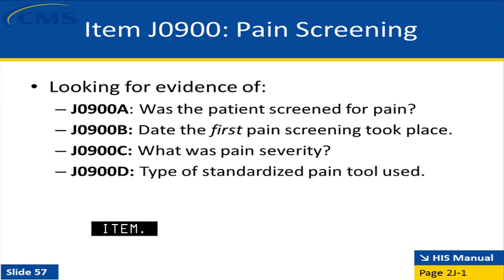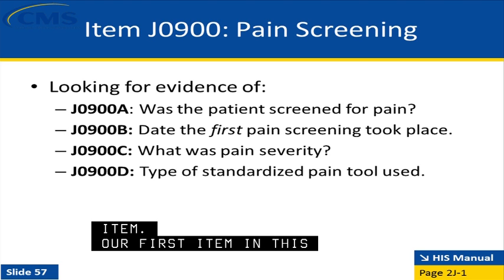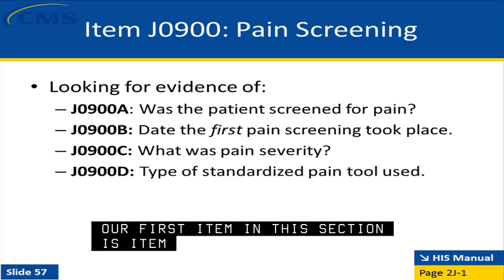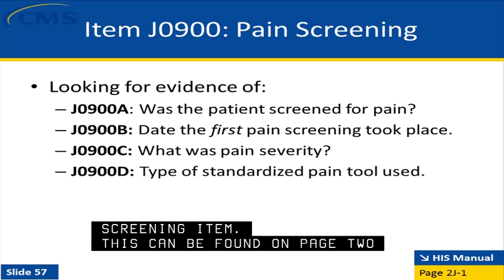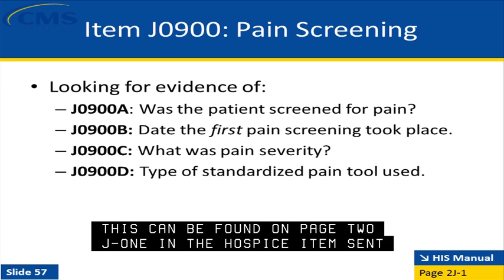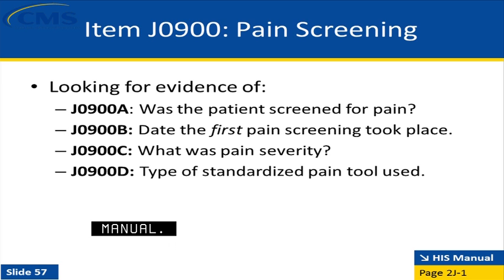Our first item in this section is item J0900, which is the pain screening item. This item can be found on page 2J1 in the Hospice Item Set Manual. For this item, you are looking for evidence in the clinical record about pain screening.